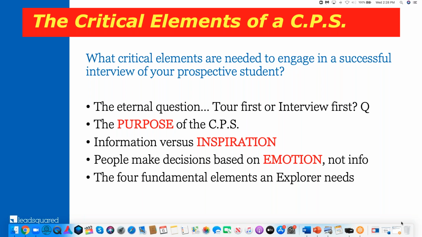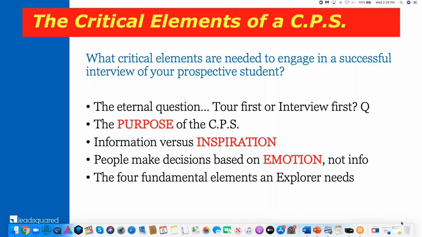Then, again, to underline, people make decisions based on emotion, not information. I've worked with so many admissions representatives who initially just give information dump after information dump and overwhelm their explorers with information. There was a school I used to work with a few years ago in San Francisco, and I asked one of the admissions representatives, tell me about your tour, how long is it? Oh, Lexington, it's 3 hours. I said, oh my God, how could it possibly be 3 hours long? They need to know everything about our school to make a decision.